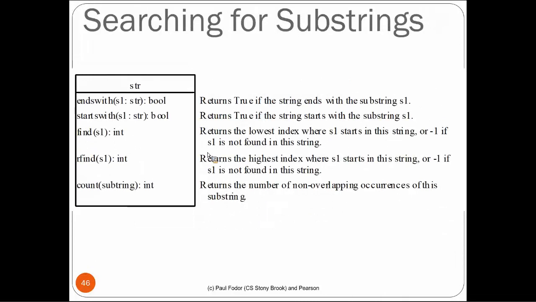Ends with checks if the inner string S1 is a suffix of the original string. Starts with returns true if the string starts with the prefix S1. Find returns the lowest index where S1 starts in the string, or -1 if it's not found in that string. rfind returns the highest index, or the last occurrence of the substring S1 in the string, and count counts the number of non-overlapping occurrences of the substring.